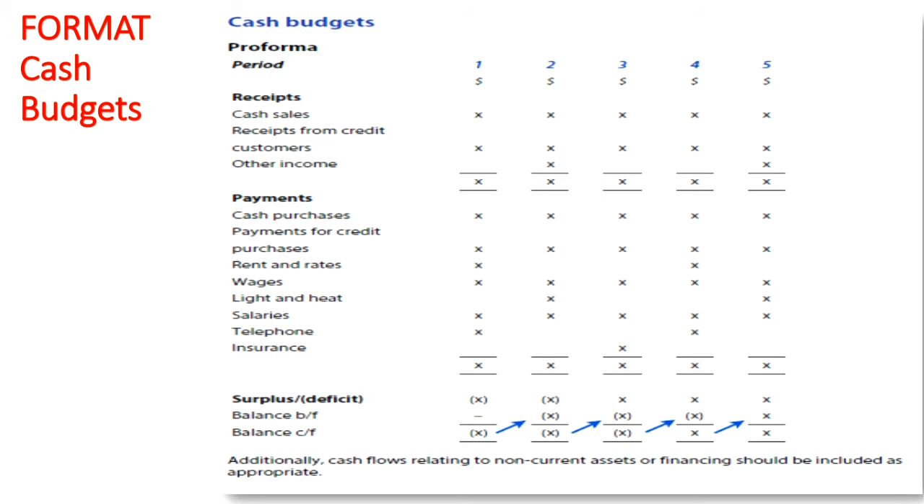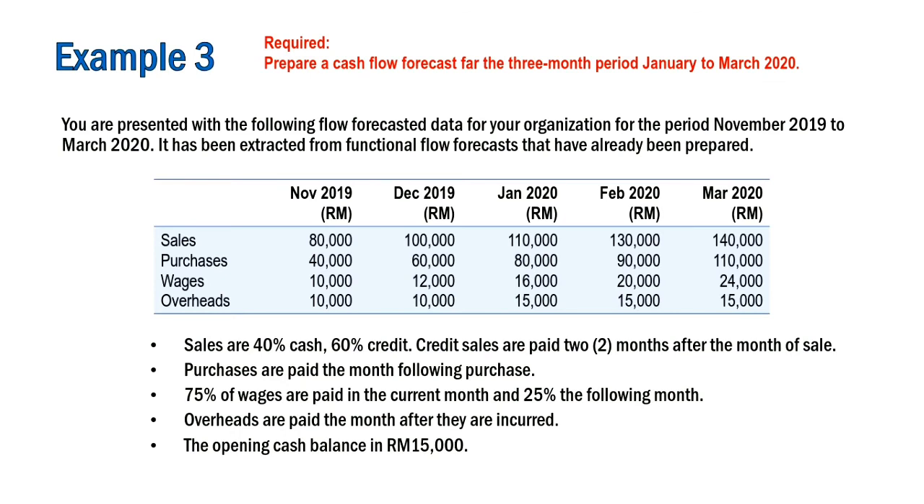Let's look at example 3. You are presented with the following forecasted data for your organization for the period November 2019 to March 2020. It has been extracted from functional forecasts that have already been prepared. Okay. So we have sales, we have purchases, we have wages, and we have overhead. From here, sales only is cash inflow, the rest are all cash outflow.